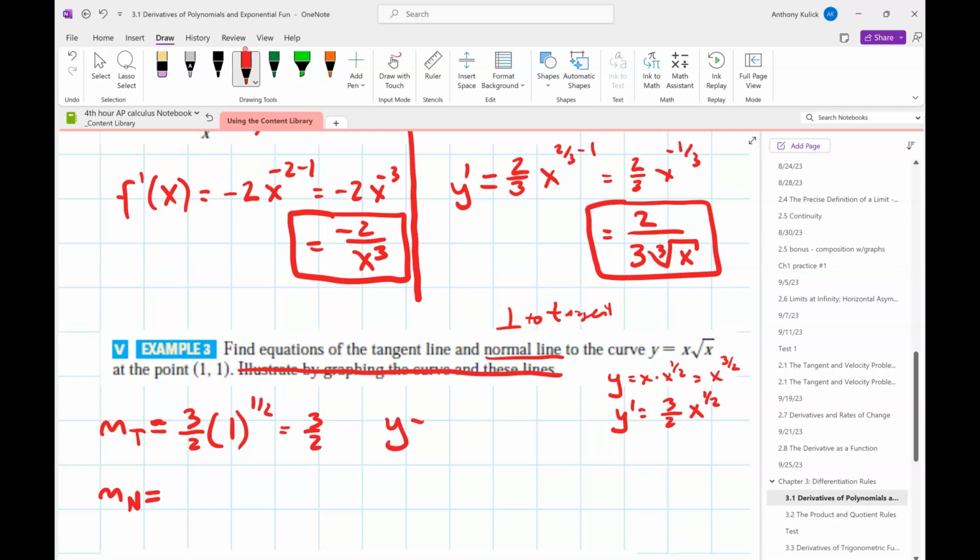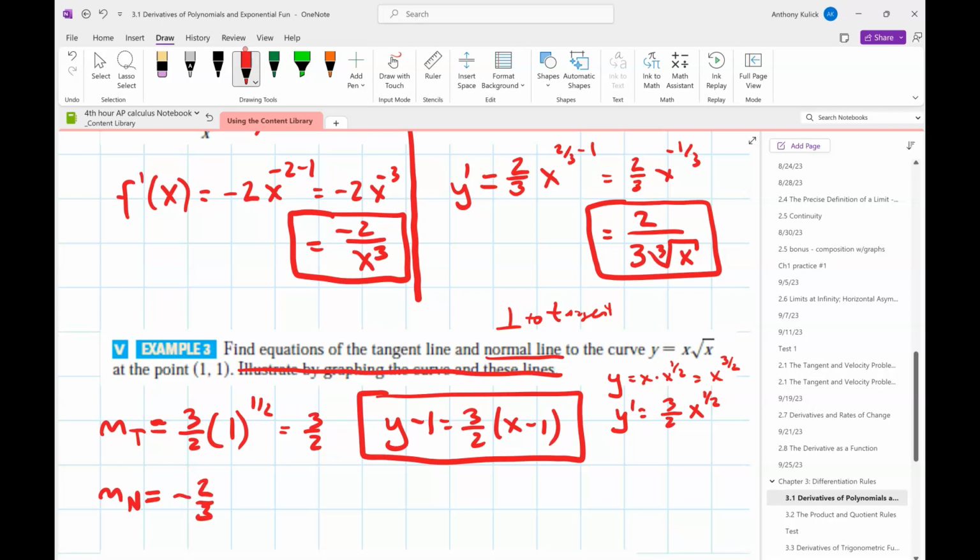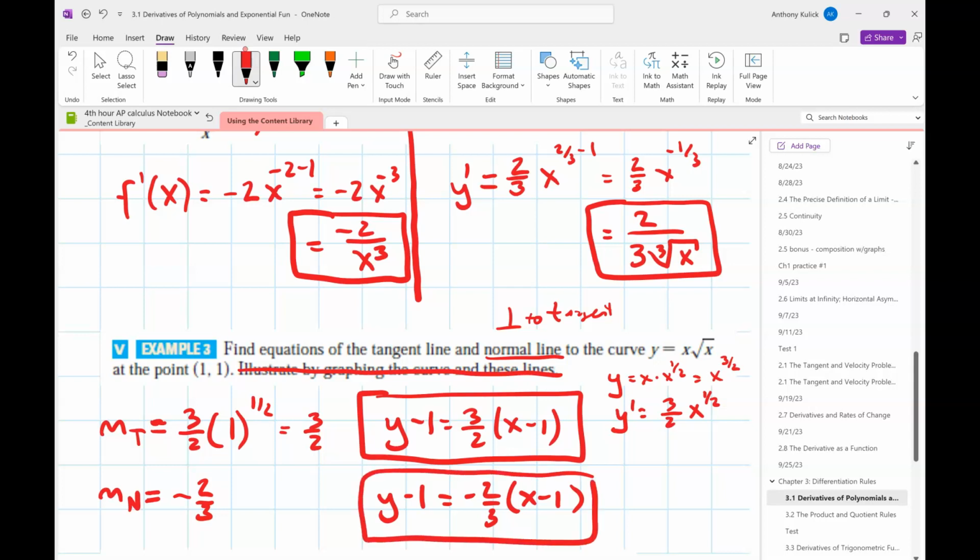And then y minus y1 equals m times x minus x1. There's the equation for my tangent line. What's the slope for the normal going to be? If it's perpendicular to the tangent, what? Negative reciprocal. Very good. So that would be negative 2/3. And then everything else is the same because it has to go through the same point.